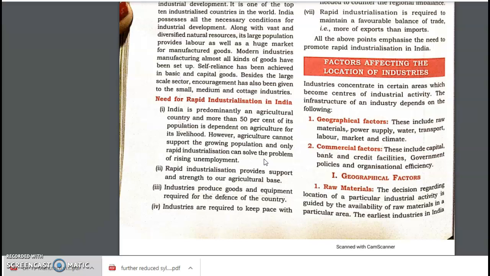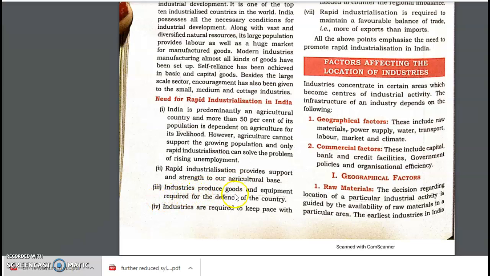We all know that a farmer has to face so many troubles. In India, 54% of the land cover under agriculture is just depending on the rainfall, which we get during monsoon season. So we cannot rely on agriculture. Therefore, we need to have employment in other sectors, and industry is the major sector. Rapid industrialization also provides support and strength to our agricultural base. The agricultural products that are produced can be processed in industry. So it basically strengthens agriculture.